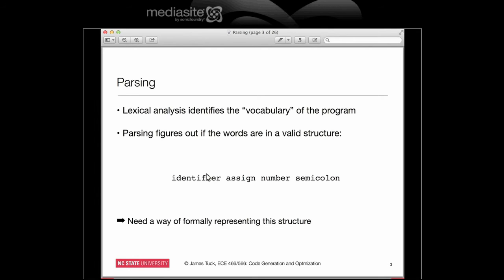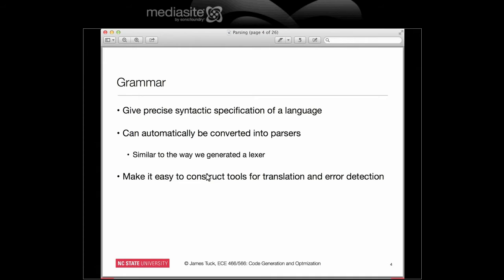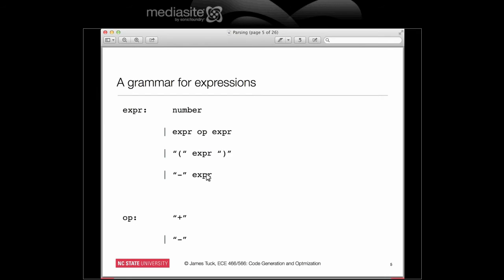We want a formal way of representing this structure, and the way we do that is with a grammar. A grammar gives a precise syntactic specification of a language. The great news about it is that it can automatically be converted into a parser, in much the same way we were able to generate a lexer from a set of regular expressions. This makes it easy to construct tools for translation of input programs and error detection. So here's an example of what a grammar looks like. This is a grammar for very simple arithmetic expressions.